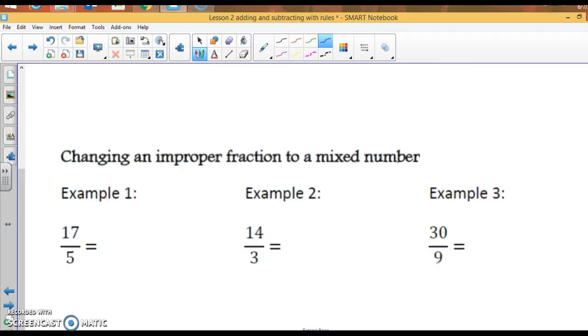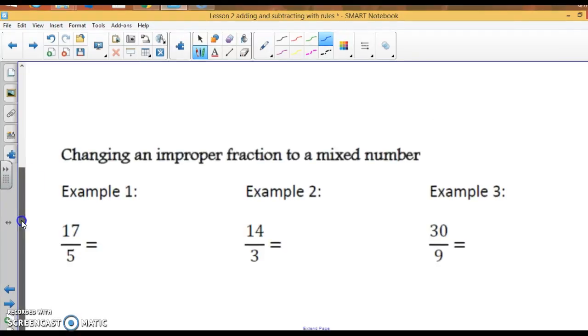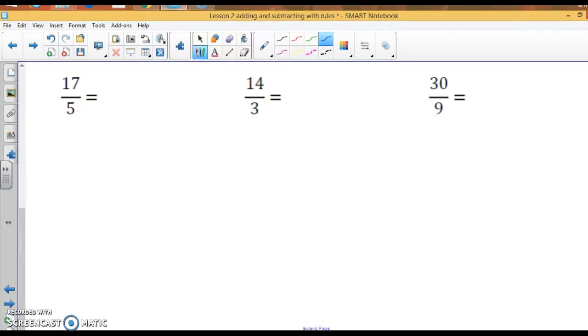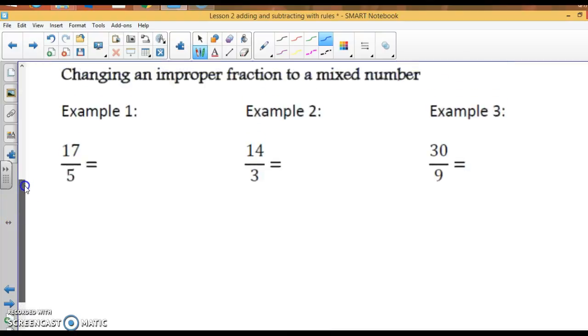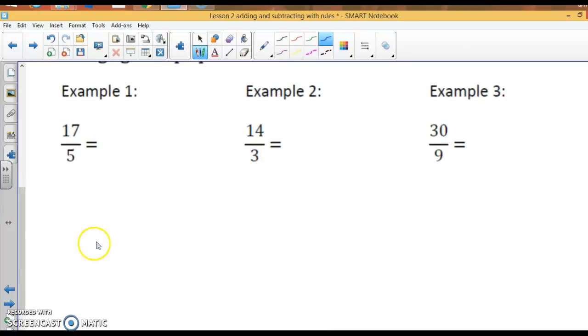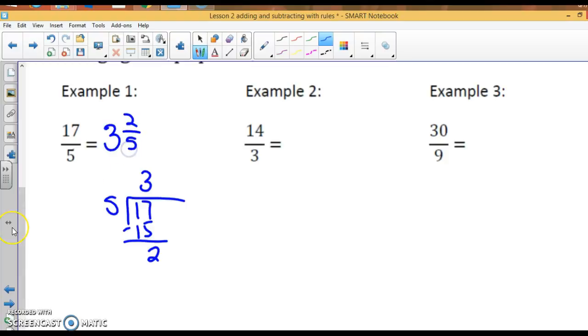Last thing we're going to review here is going from improper to mixed. You can do this mentally, or you might need to set up a division problem. This is 17 divided by 5. 5 goes into 17 3 times. That's 15. So our remainder is 2. So, as a mixed number, the whole number is 3. Remainder is 2 out of 5. Denominator stays the same.